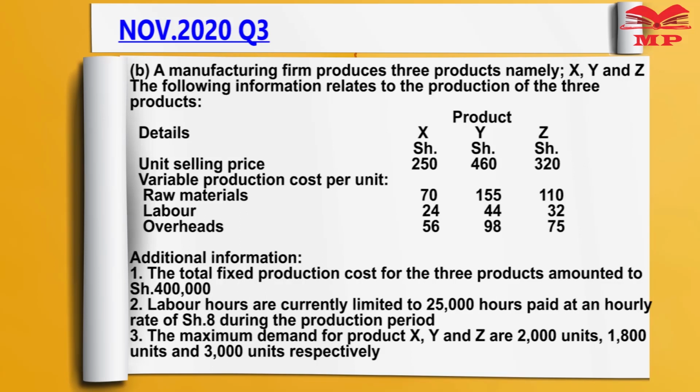So when you come to that table where we have variable cost per unit, we were given labor, and this labor is given in shillings for products X, Y, and Z. So what we need to know is how many hours will be used to produce 1 unit of each product. So you are told that labor is paid at an hourly rate of 8 shillings. So if 8 shillings equates to 1 hour, then how much time will it take to produce 1 unit, given 24 shillings for product X, 44 for Y, and 32 for Z?